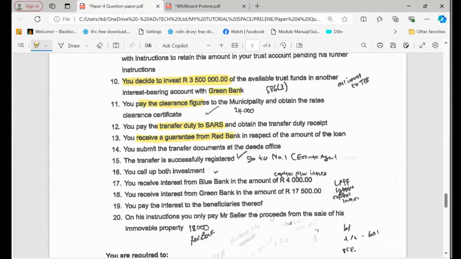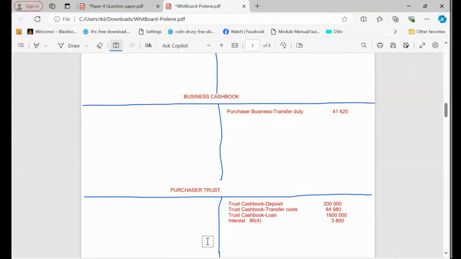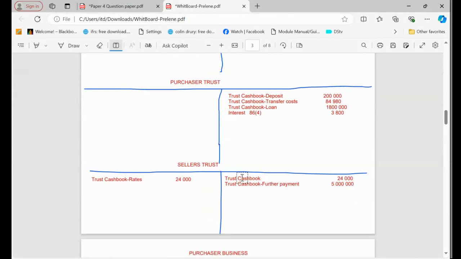That was that. We did this one. We paid the interests. And they say on instruction, you only have to pay the seller the proceeds from the sale of his immovable property. So obviously, when we pay the seller, we must pay the seller everything. But if you check our exercise, I understand the reason why, because the seller just gave us 5 million for no reason. The seller was not supposed to give us anything because he's the one selling the property. So he gave us extra money to keep for him. So he said, instead of paying me whatever belongs to me, only pay me the sale of the property only.